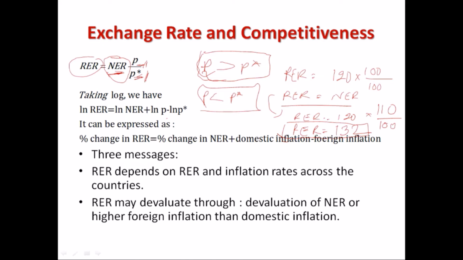So the third important thing is that sometimes real exchange rate can be constant even though there are price differentials and there are changes in the nominal exchange rate. So I mean to say that if nominal exchange rate depreciates, whereas the domestic inflation is greater than foreign inflation, in this case, this ratio will increase, whereas nominal exchange rate has decreased. So these two effects both may cancel each other, and the real exchange rate may be constant.